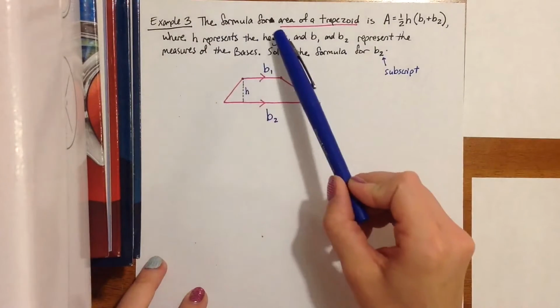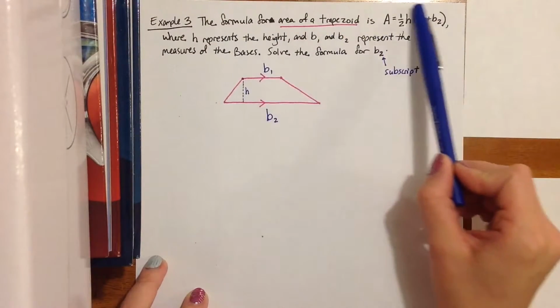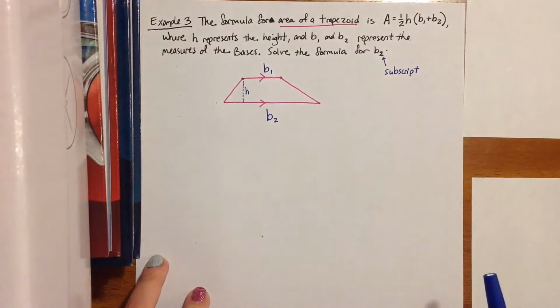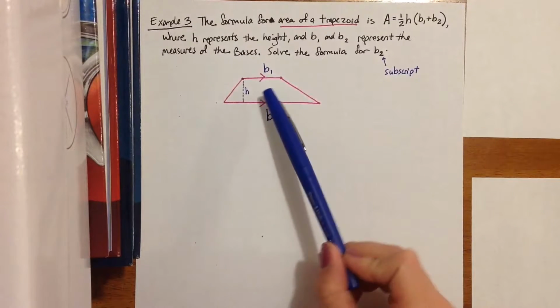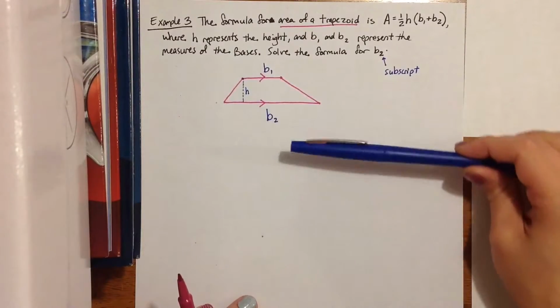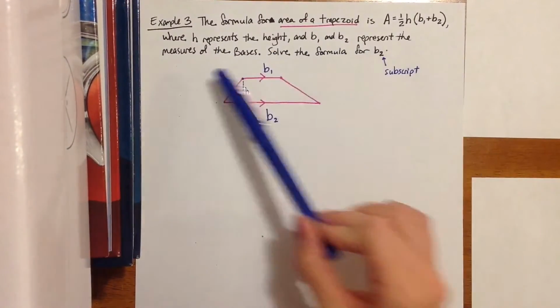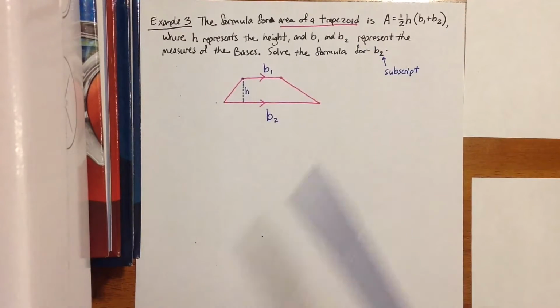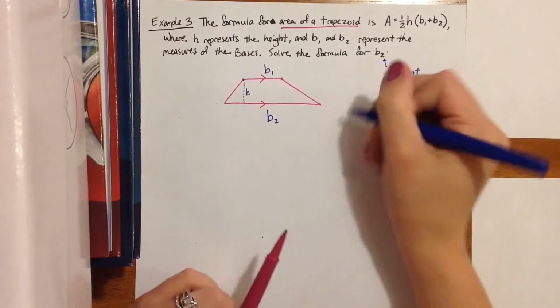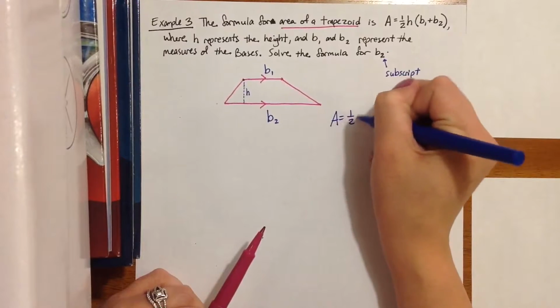So the formula for the area of a trapezoid is area is equal to 1/2 h times the quantity b1 plus b2, so the half of the height multiplied by the sum of the bases, where h represents the height, b1 and b2 represent the measures of the bases. Solve the formula for b2. So I'm just going to rewrite this formula so I have it.